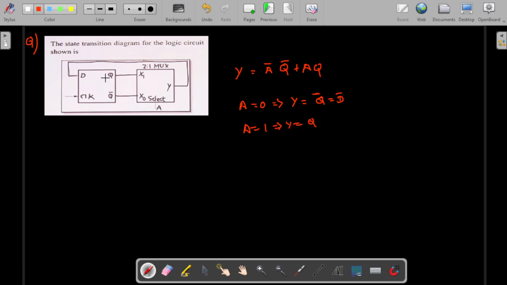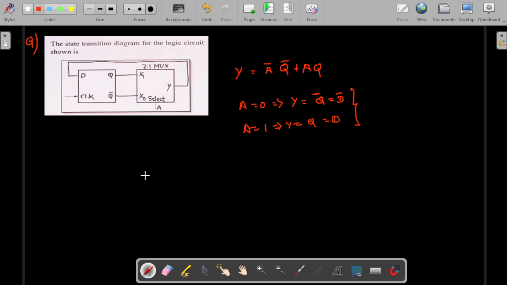Okay, this is understood, right? This is because D is directly coming here, so that's why I mentioned it like this. Here we could clearly see that whenever A is equal to 0, a state transition is happening, so it will be D, but the output will be D bar. Whenever A is equal to 1, the output will be D.